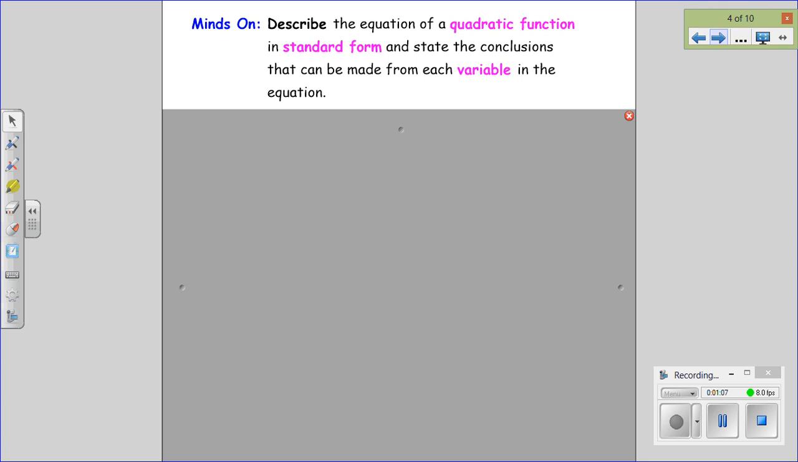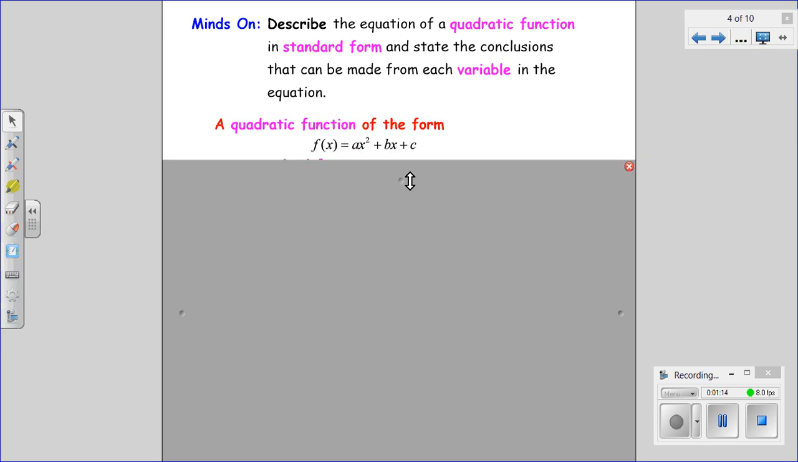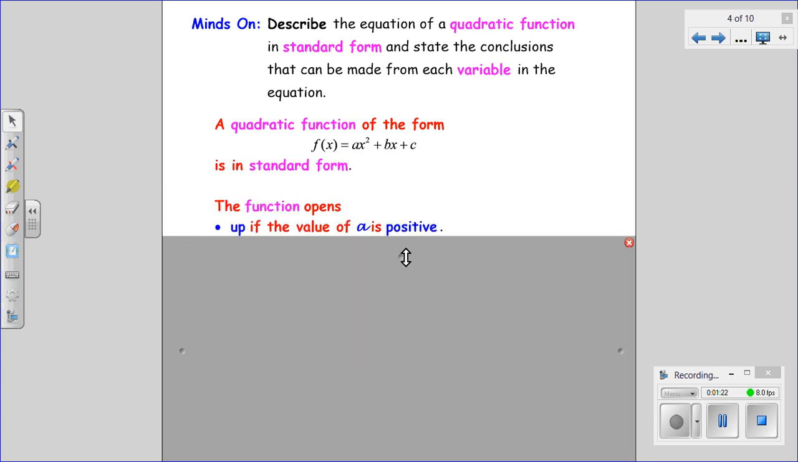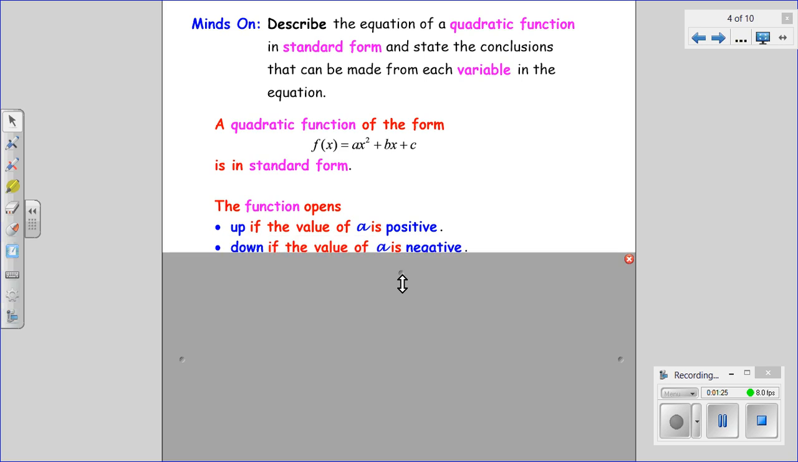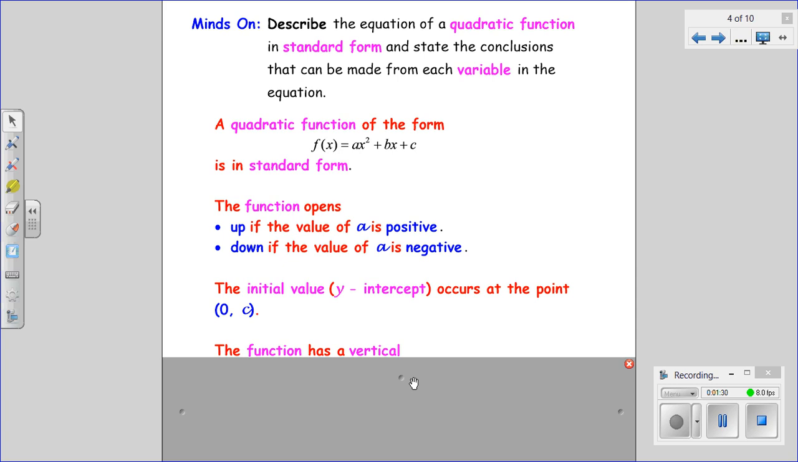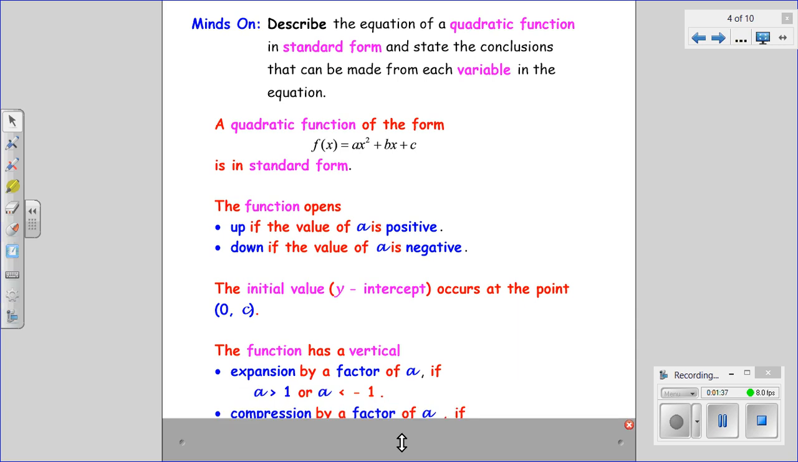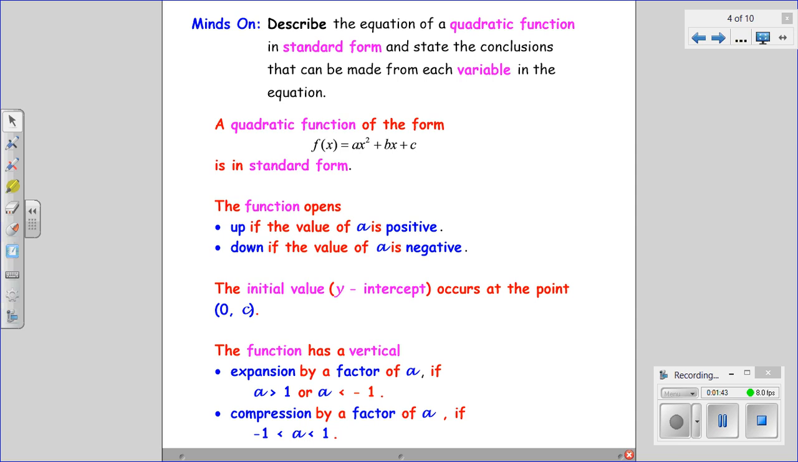The equation of a quadratic function in standard form is also important, and we need to know and recognize what we can conclude from each variable in the equation. So when we see a function in standard form, f(x) = ax squared plus bx plus c, we know that it opens up if the value of a, the leading coefficient, is positive, down if the leading coefficient is negative, and we know that the initial value occurs at the point (0, c), or the y-intercept, and we know it has a vertical expansion by a factor of a if a is greater than 1 or less than negative 1, and it's a compression if a is between negative 1 and 1.